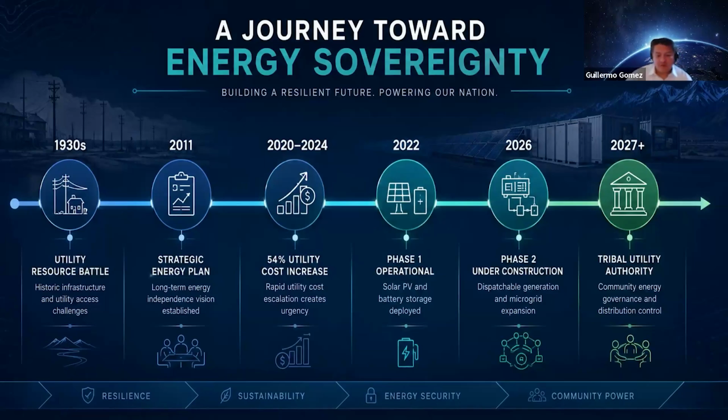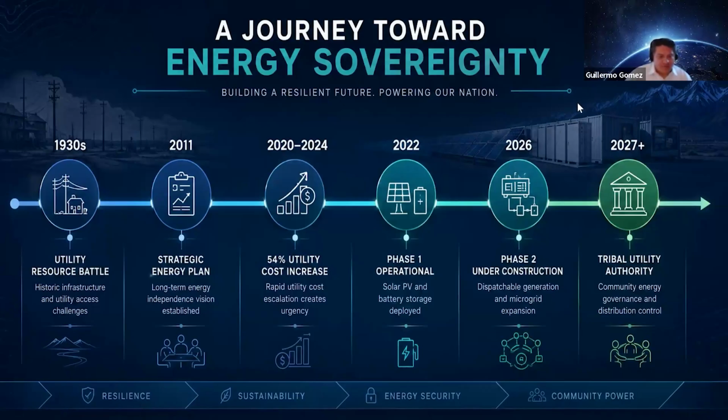The strategic energy plan then led to a phase one project, which was a solar and storage microgrid project, and then a phase two, which is now under construction, and which we're really focused on in this presentation. And then the future development is we're working towards a tribal utility.